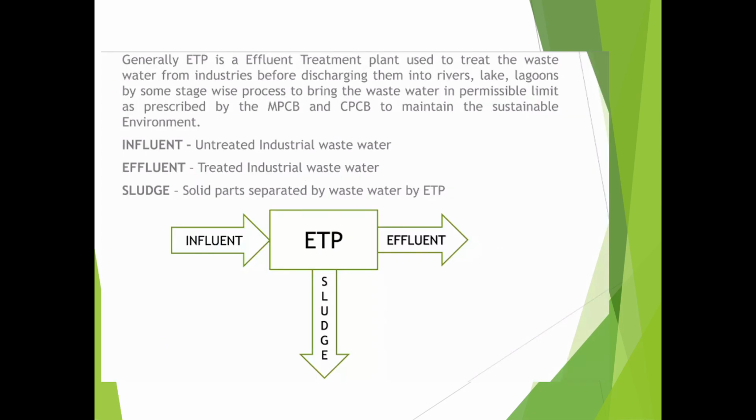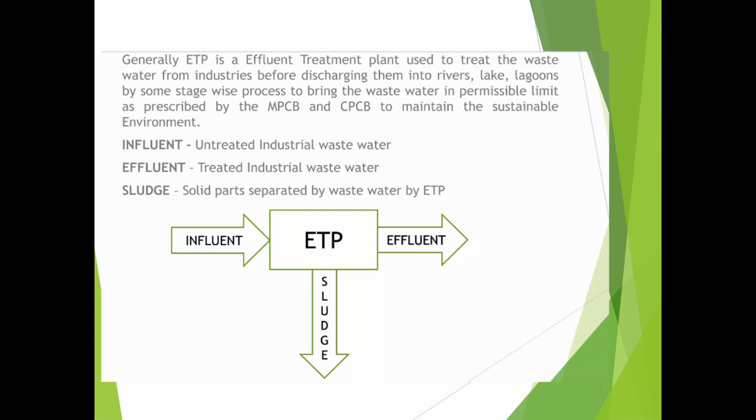So what is actually ETP? ETP means effluent treatment plant, which is used to treat the wastewater from industries or agricultural industries, whatever it is, processing water industries. Before you discharge into the river, lake, lagoons or anything else, you will have to give certain treatment so that it is not hazardous to the environment. Influent means untreated industrial wastewater. Effluent means treated industrial wastewater.